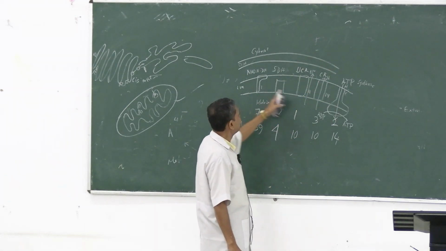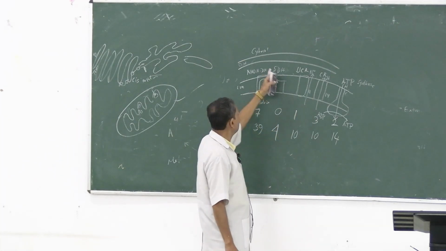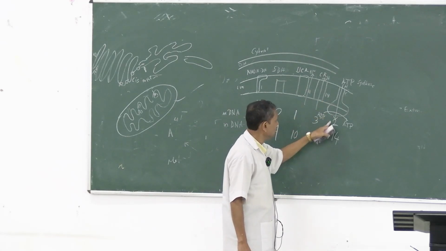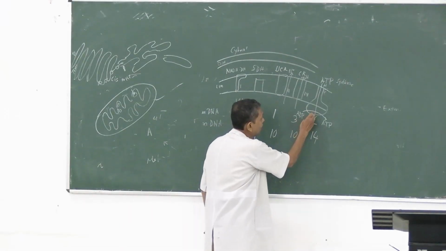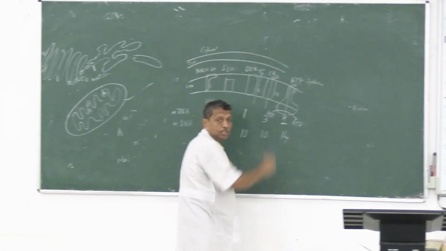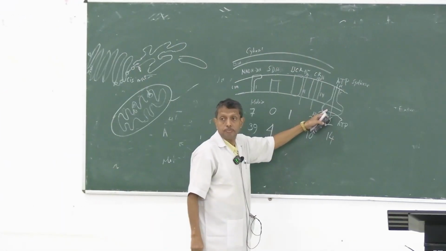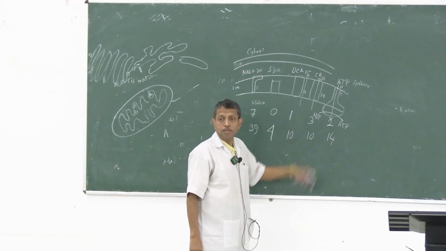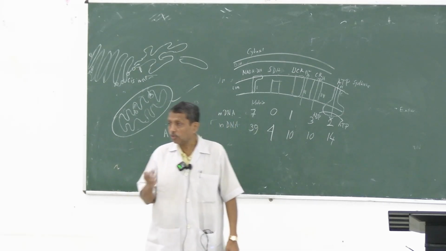And from 1, 3, and 4, hydrogen ion will enter into this intermembrane space, and this hydrogen ion then enters through this, and it is formed of different subunits. And when there is ATP formation, then there is some rotation of this part. They have different names, and they are formed of different subunits, and there is rotation.